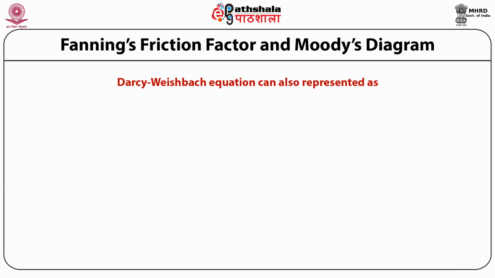Darcy-Weisbach equation can also be represented as Hf equal to 4f' L by D into V square by 2g, where f' is called coefficient of friction or Fanning's friction factor. D in this equation is the diameter of pipe, which was hydraulic diameter in the previous equation. Fanning's friction factor is a function of Reynolds number and the relative roughness of pipe.